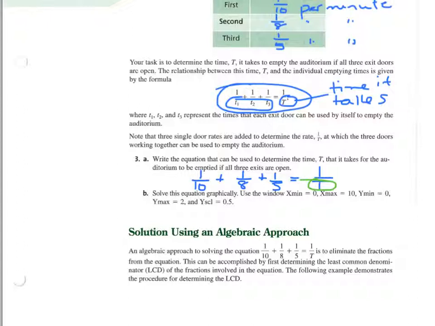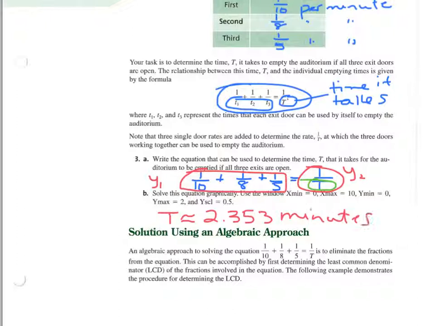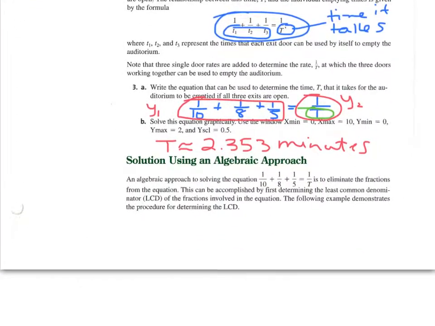So solve this equation graphically. If you want to go on your calculator, put all of this right here in y1 and put this in y2 and figure out where they intersect, you'll find that they intersect at about, t is going to be approximately 2.353, and that would be minutes. That's how long it takes if they're all working together. But I want to focus more on the algebraic way of solving these. So that's what we're going to do in this next slide.